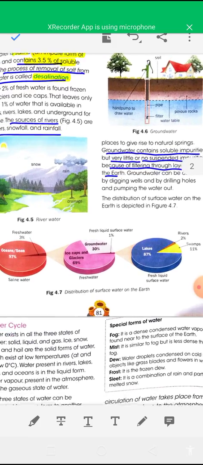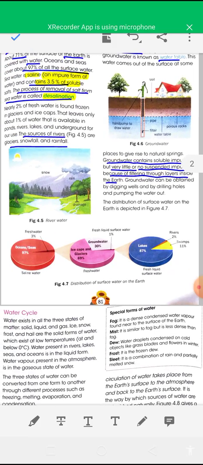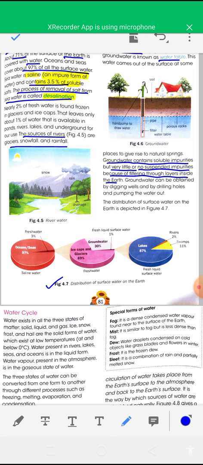In figure 4.7, it is showing the distribution of surface water on the earth. 97% of surface water is saline water, and 3% is fresh water.